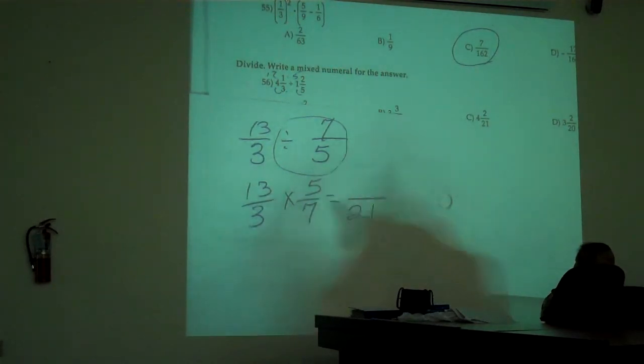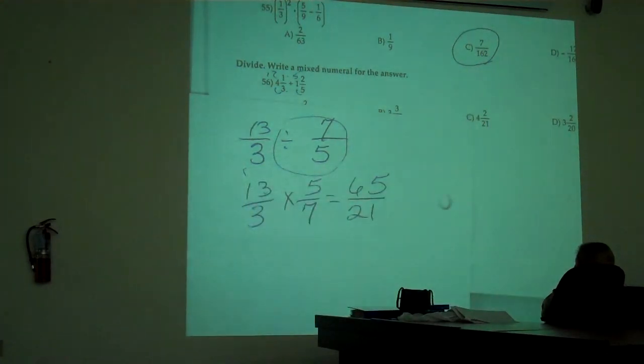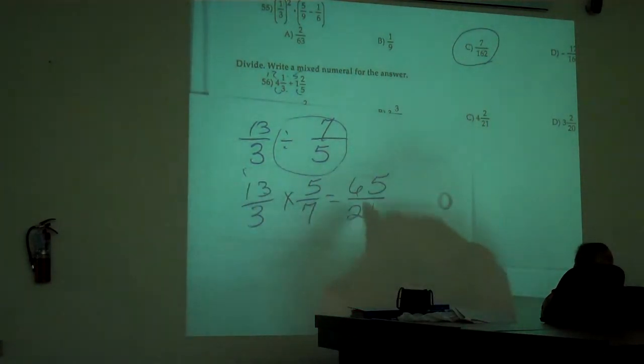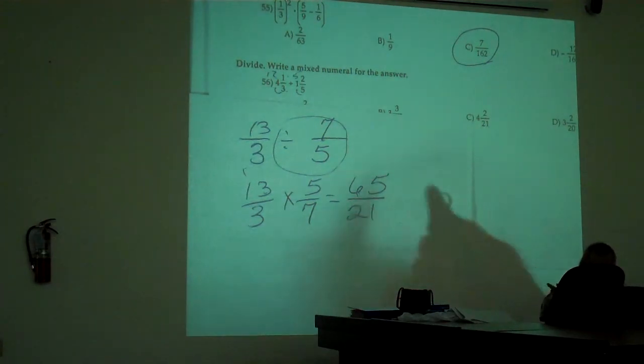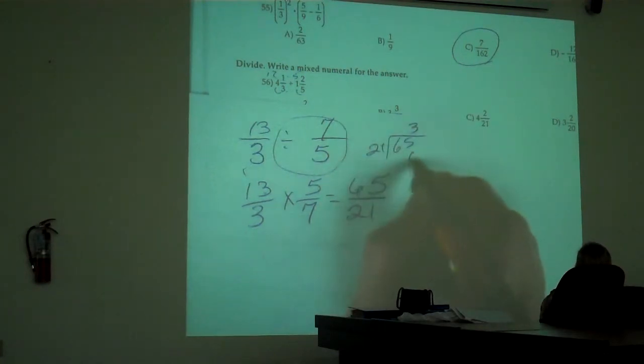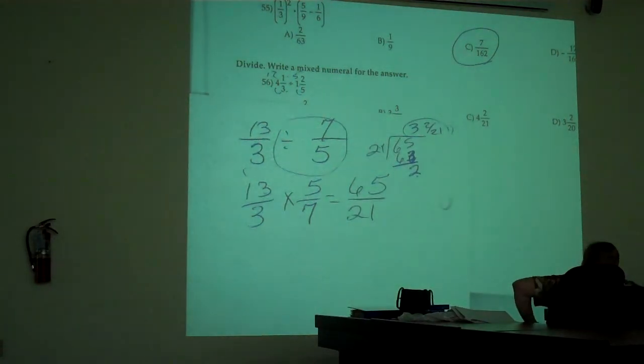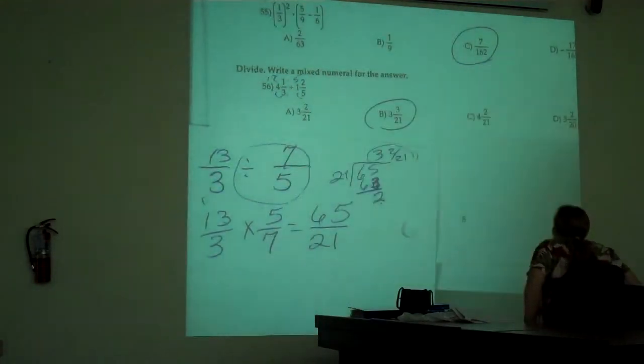21 on bottom, 65 on top. So how many times will that go? 3 times? Okay, 65 divided by 21 is 3. That's 3, sorry, 6. So there's 2 left over. 3 and 2 over 21, which is B.